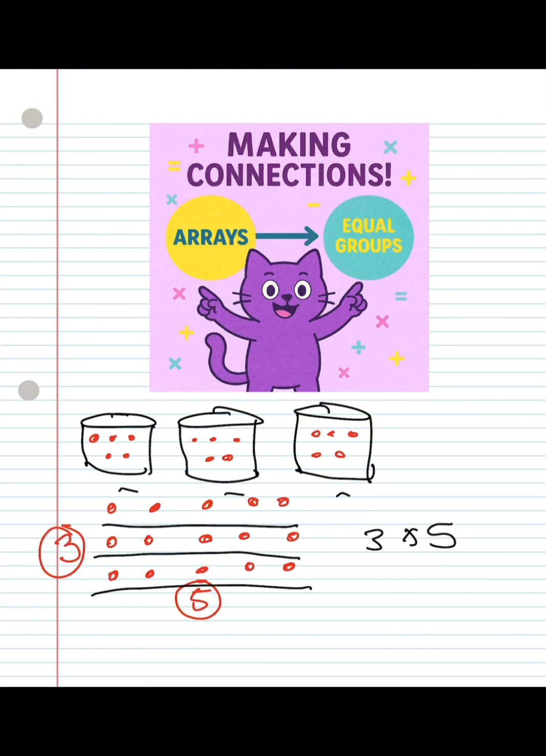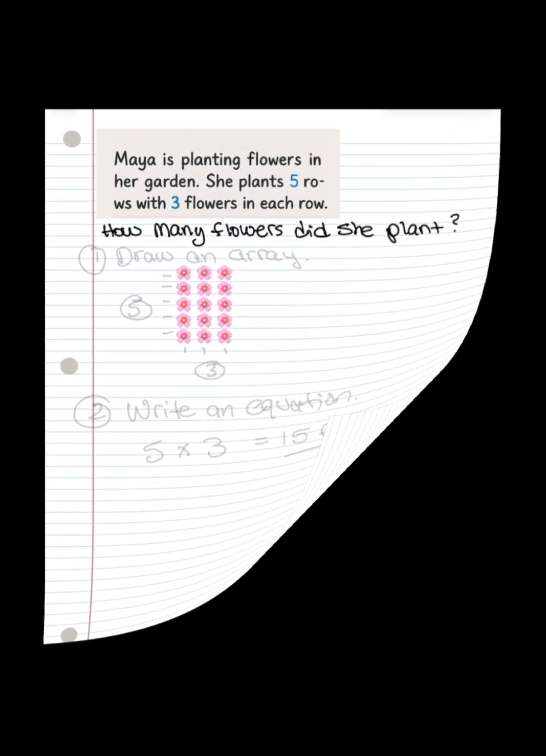Arrays are just a neat way to draw equal groups by lining them up in rows and columns. So now you can see the connection between the 2 concepts you've learned in the last 2 videos, equal groups and arrays. So let's look at an example.